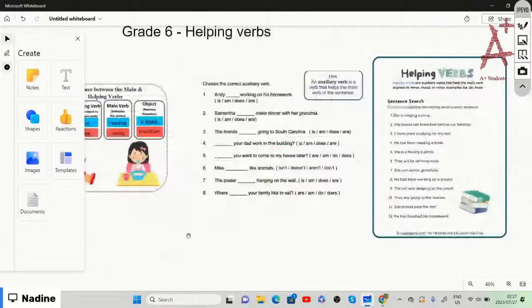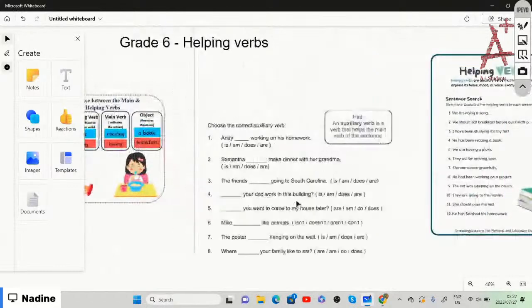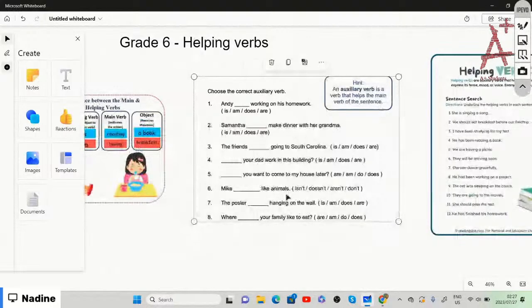All right, so now we're going to do an activity. Another word for a helping verb, we said, is an auxiliary verb. And an auxiliary verb is a verb that helps the main verb of the sentence. We specifically say that the helping verb or the auxiliary verb comes in front of the main verb. All right, so now we're going to do the activity. The activity says choose the correct auxiliary verb.